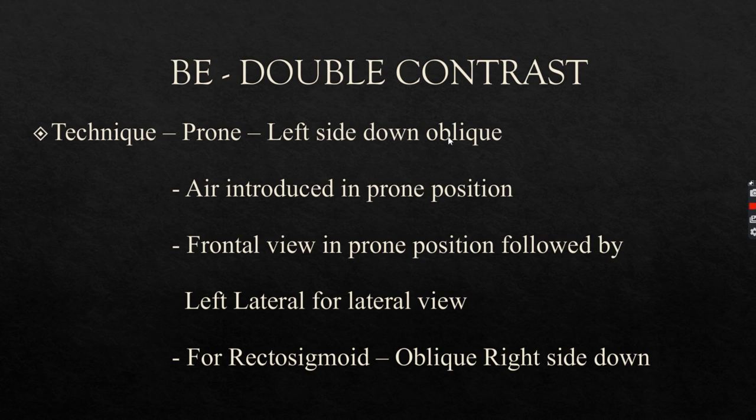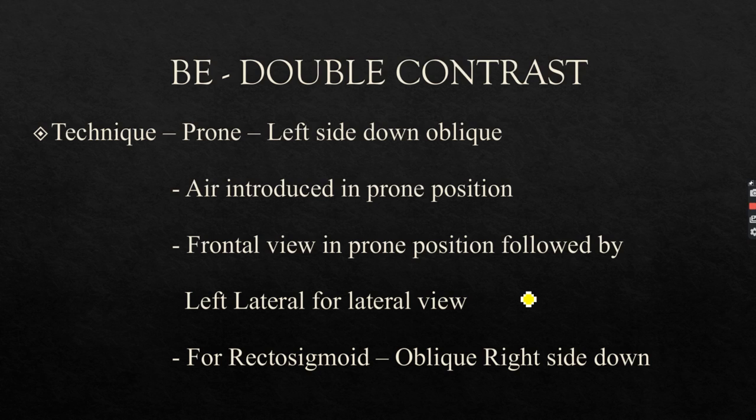The patient should be either prone or in left side down oblique position. Air is introduced in the prone position. Why air? Because double contrast. Frontal view in prone position, followed by left lateral for lateral view. For the rectosigmoid area, if you want to see, the oblique right side down position is used.